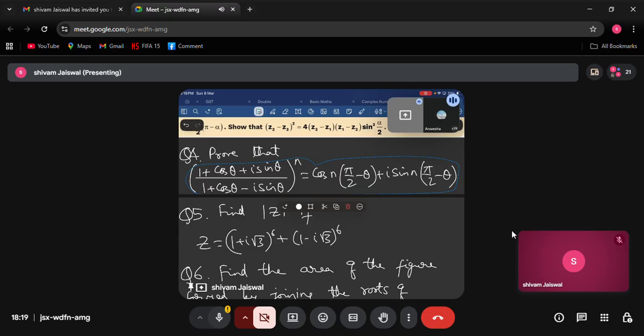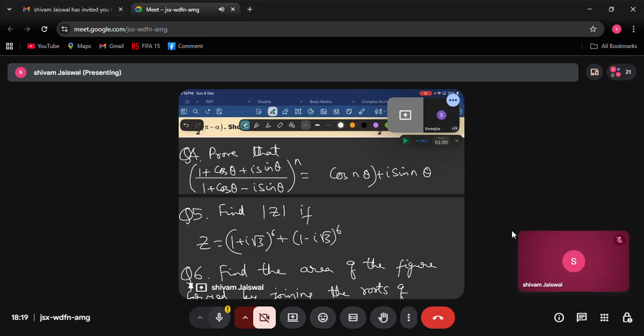Actually, the question is 1 plus sin theta plus iota cos theta divided by 1 plus sin theta minus iota cos theta on the left hand side. But still, if you have got, so what are you getting? Cos n theta plus iota sin n theta. Okay. This is also correct. Cos n theta plus iota sin n theta. Yeah, I had given the question wrong.